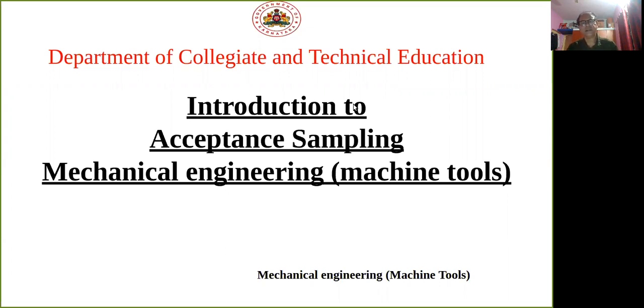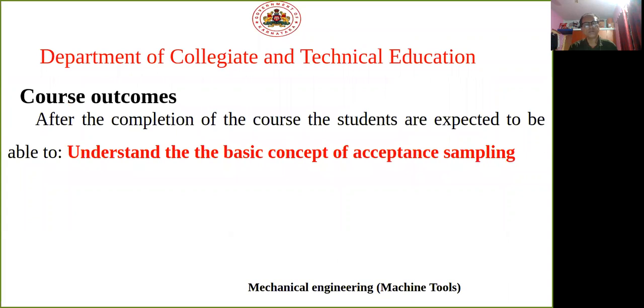Welcome to the second session of Unit 6 of the subject called Statistical Quality Control. In the sixth unit, you'll be studying the second session of acceptance sampling. Once again, the course outcome is that after the completion of Unit 6, you are going to learn the basic concepts of acceptance sampling.